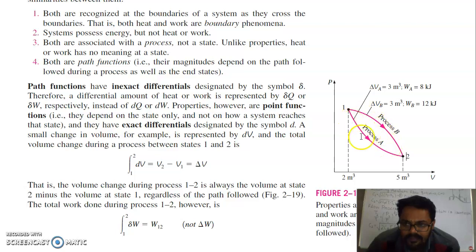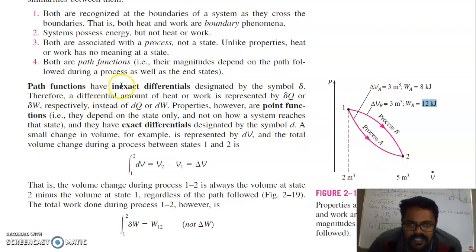During both paths, the change in volume is the same. You can see here from 1 to 2, the change in volume is 2 to 5. It is 3 meter cube for both the processes. But the work output is different, that is 8 kJ and 12 kJ. It means your work is path dependent. If you follow one path, your work is 8 kJ, less. If you follow this path, your work is more, that is 12 kJ. So you can say work is path dependent while volume is path independent.